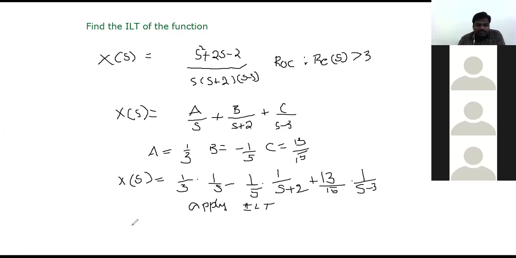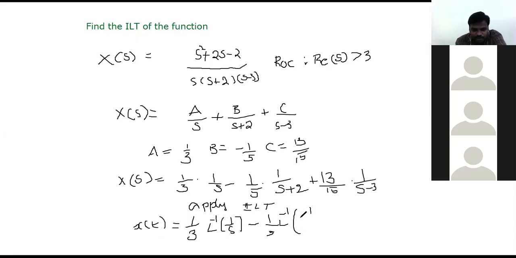So the inverse Laplace transform of X of s is x of t. X of t is equal to 1 by 3 into inverse Laplace transform of 1 by s, minus 1 by 5 into inverse Laplace transform of 1 by s plus 2, plus 13 by 15 into Laplace inverse of, see, inverse Laplace transform can be denoted with L inverse, okay, don't get confused, so Laplace inverse of 1 by s minus 3.